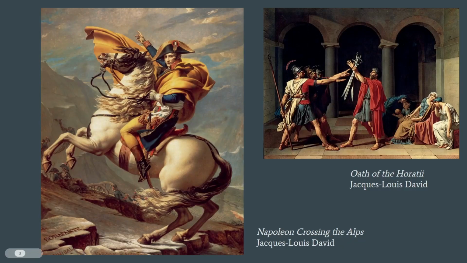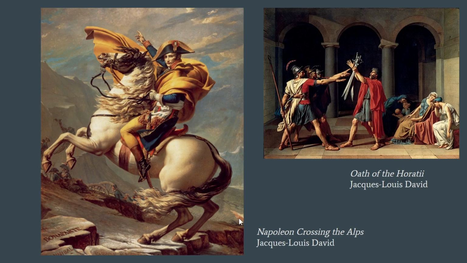Okay, so here are some examples of Neoclassicism. The piece on the left is Napoleon Crossing the Alps, and the piece on the right is Oath of the Horatii. Both are by Jacques-Louis David. David is probably the most well-known neoclassicist painter, and in this painting, this is Napoleon, and he's crossing the Alps on a horse.